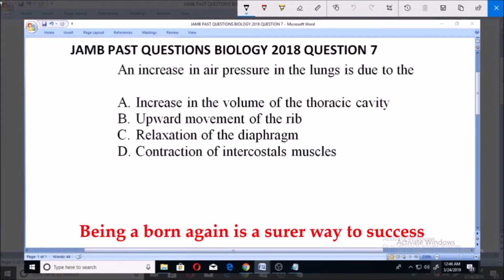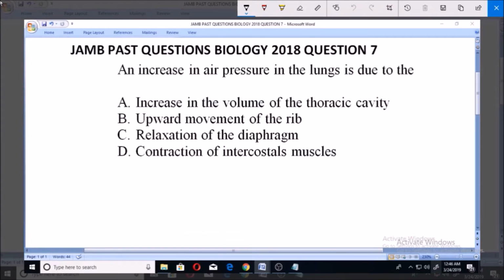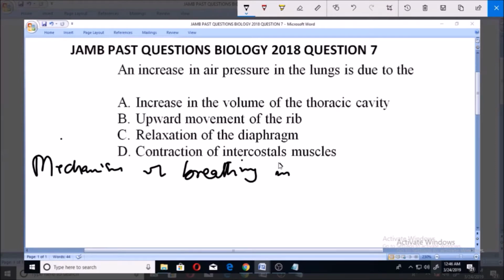Now, for us to be able to understand this question and appreciate it very well, we need to know the mechanism of breathing, which is actually what is happening for us to have all these. And this is the mechanism of breathing in human beings, in man, and many other mammals. And basically, it involves inhalation and exhalation.